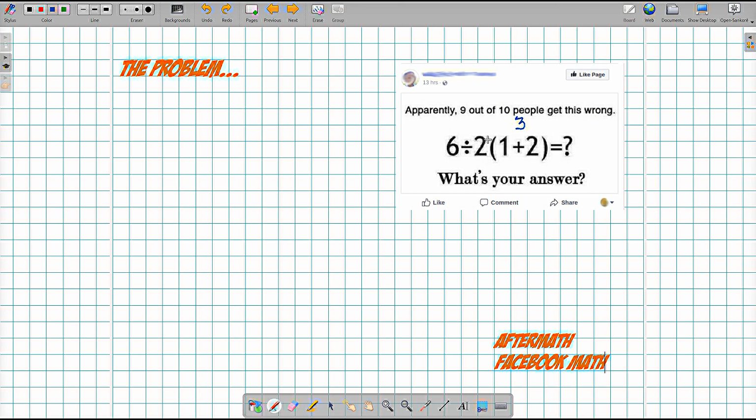Some people will take the 2 times the 3. 2 times 3 is 6, and then do 6 divided by 6, and that gives us 1. Some people will take this 3 and then do 6 divided by 2, which is 3. And then 3 times 3 is 9. And so the question is, which one of these answers is correct, or is there another way that we can interpret this problem?